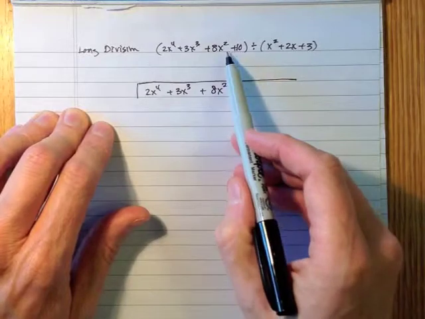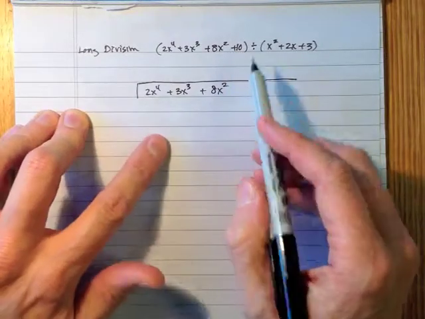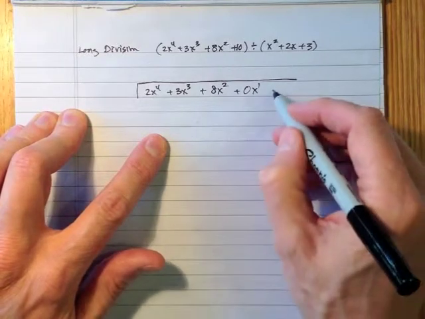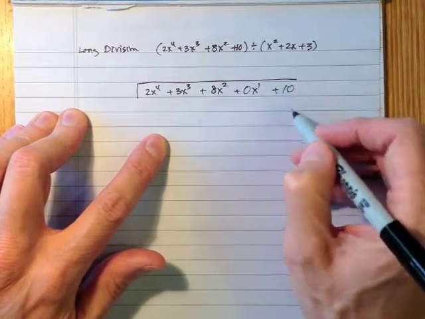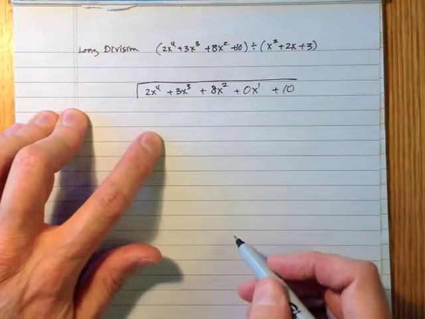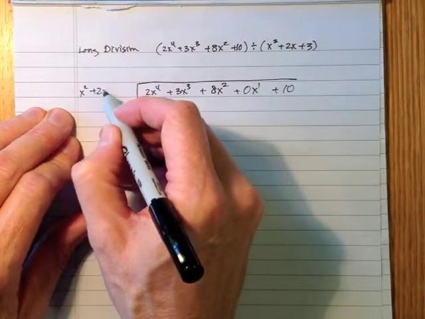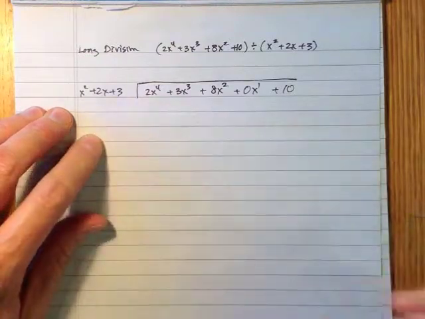And I notice there's no x to the 1 column in here, so I'm going to just put one in, 0x to the 1. And the 10 belongs in the constant column, the x to the 0 column. And that's going to be divided by x squared plus 2x plus 3.